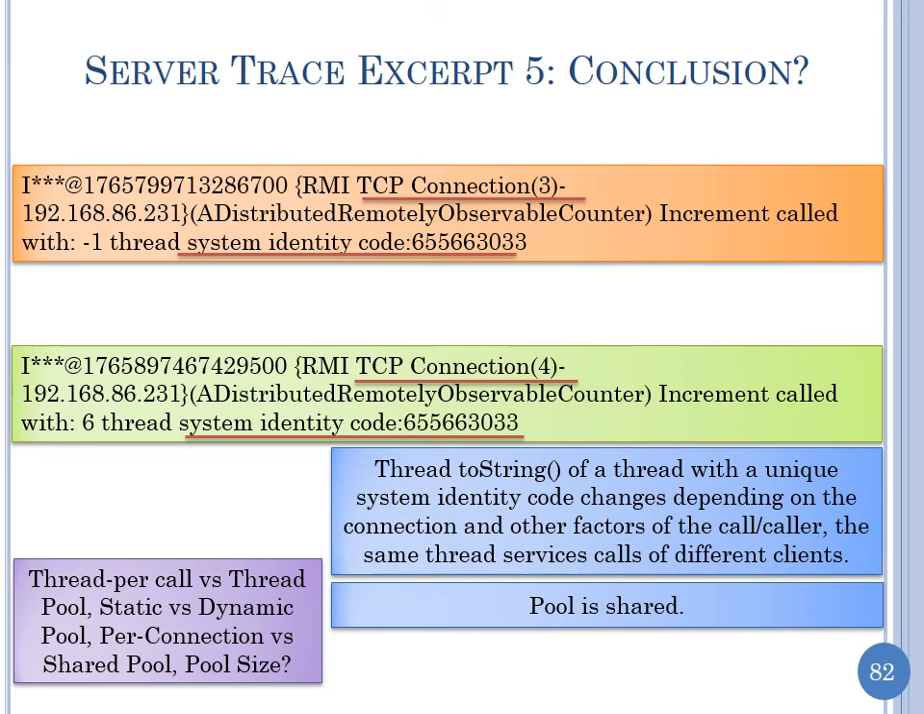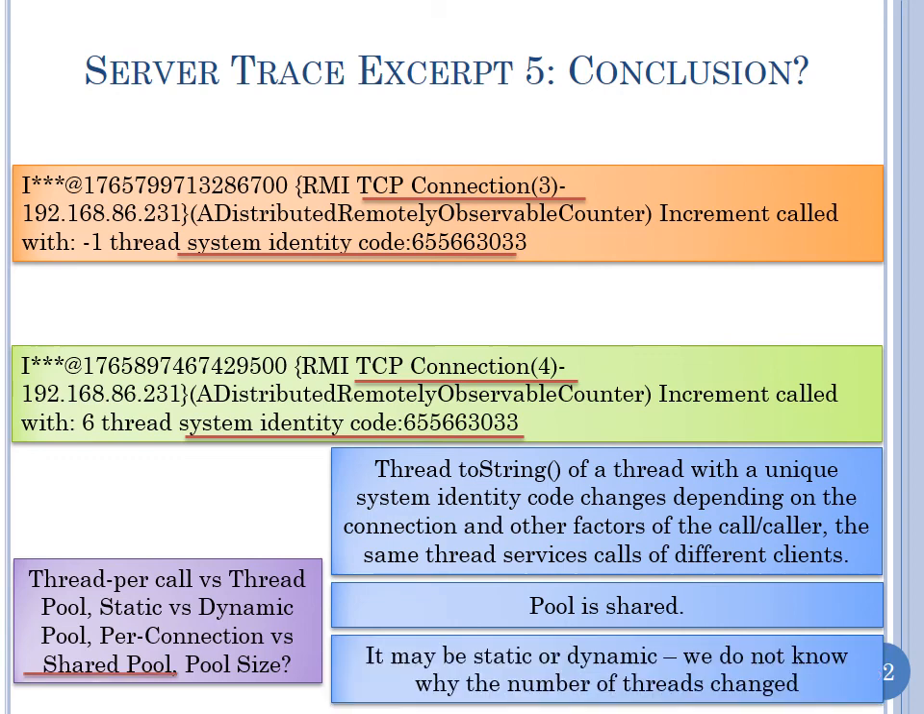So we can conclude that the pool is shared, which is what we would expect. And it may be static or dynamic. We don't know from the thread count. That's noisy data. It could be static or dynamic. The 14 could have gone to 13 because of some other thread having been created by the system that's unrelated to RMI, or it could be because the pool is dynamic.